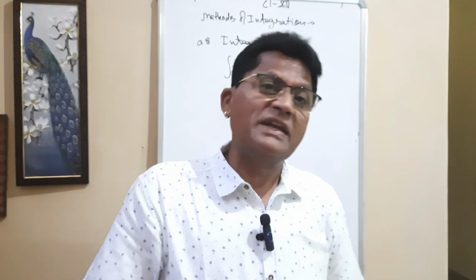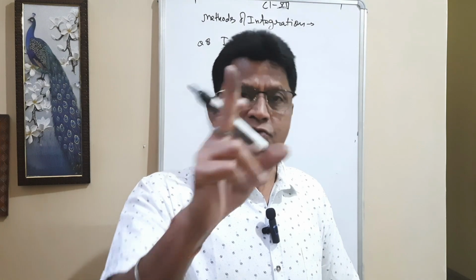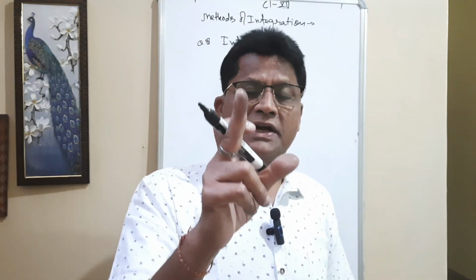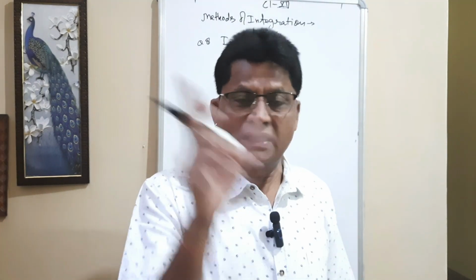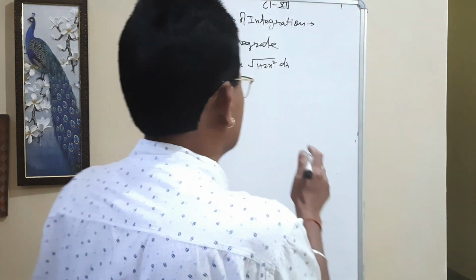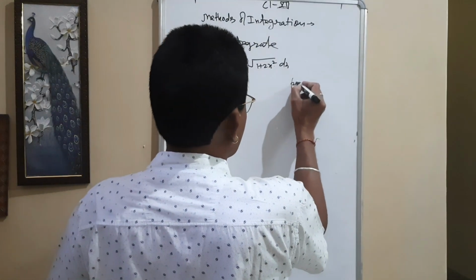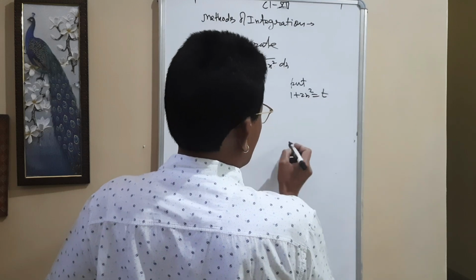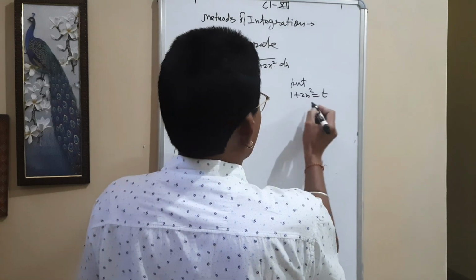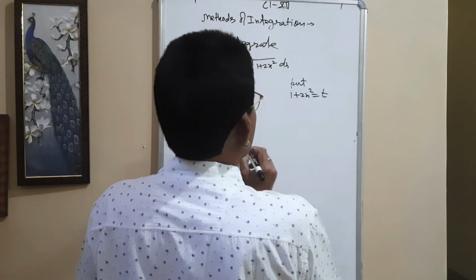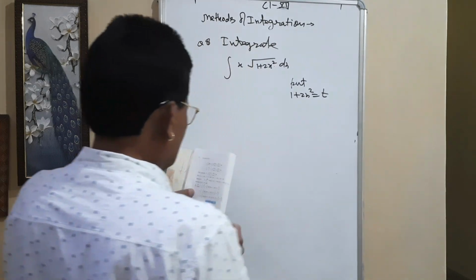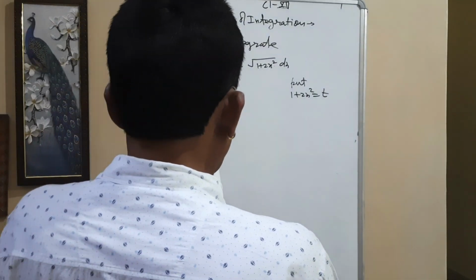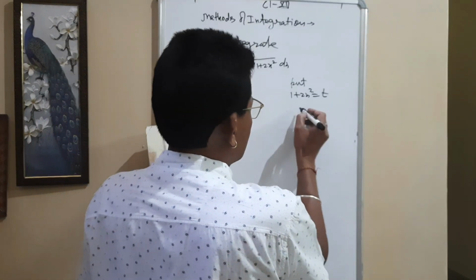My procedure will be very simple. I used to give to the student the very simple procedure, not the difficult. That is why you must follow. Put 1 plus 2x square is equal to t. Okay, and differentiate on both the sides. You differentiate on both the sides, the value, my dear student, it will be equal to how much?